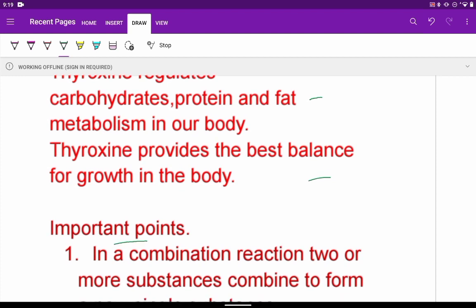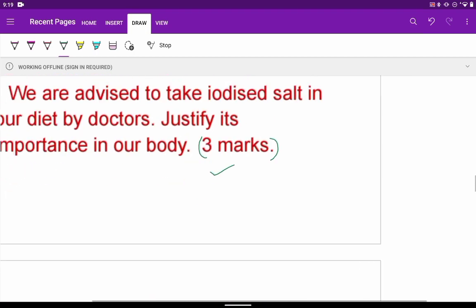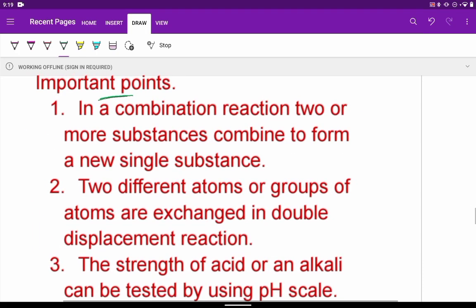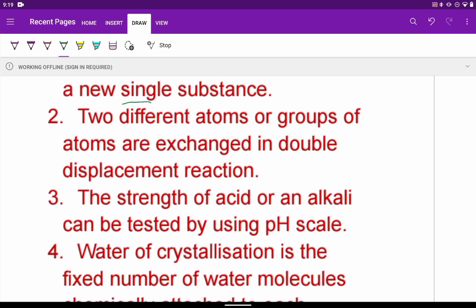Now let us quickly go through some important points. You have studied the types of reactions. One is a combination reaction. In a combination reaction, 2 or more substances combine to form a new single substance. Next, when 2 different atoms or groups of atoms are exchanged, we call that reaction a double displacement reaction.